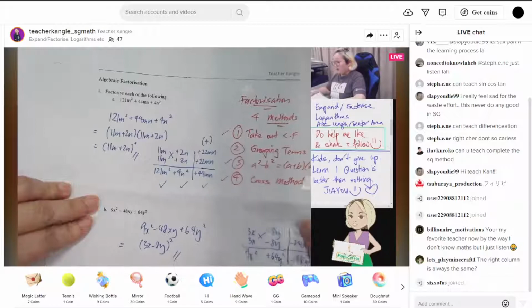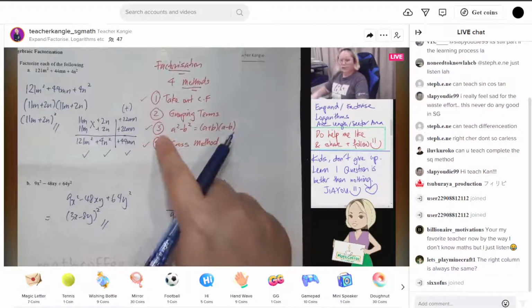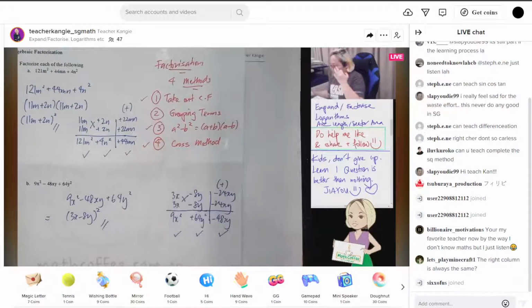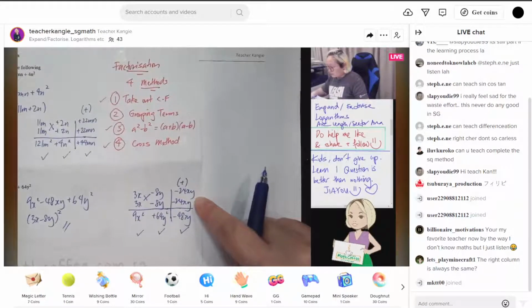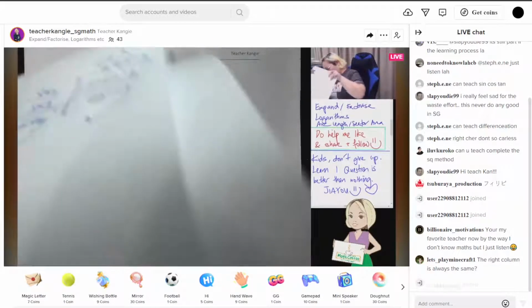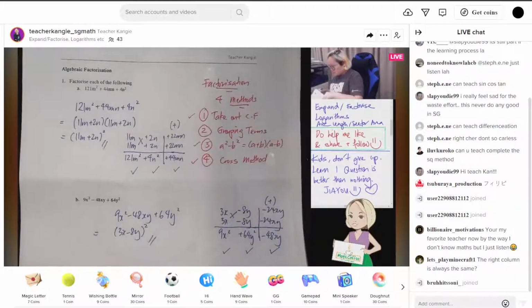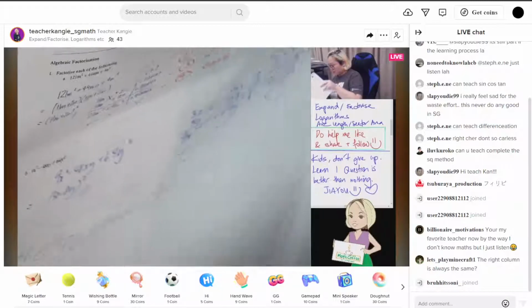Okay. Now we're going to talk about this important one, which is using the third method. A lot of students think the right column is always the same. You mean the number, is it always the same? No, not necessary. This is the same because the 2 brackets are the same.